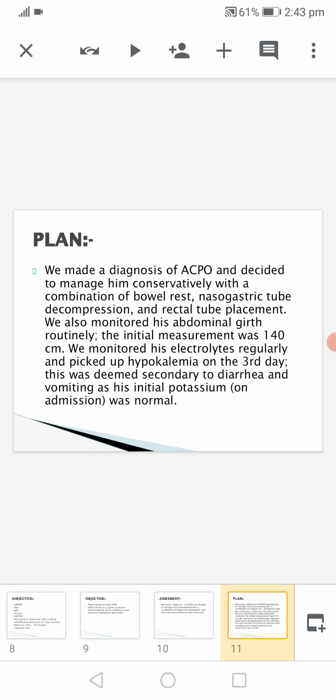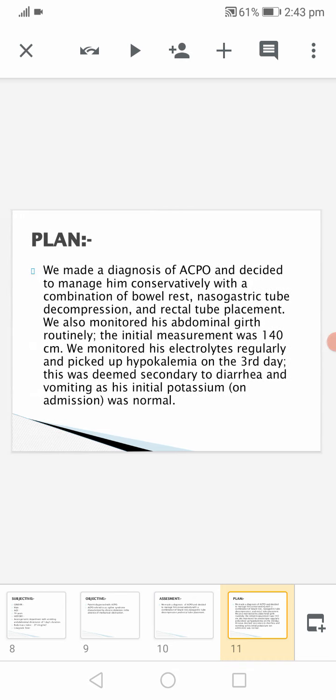We also monitored his abdominal girth routinely. The initial measure was 140 cm. We monitored his electrolytes regularly and picked up hyperkalemia. On the third day, this was deemed secondary to diarrhea and vomiting as his initial potassium was normal. Thank you.